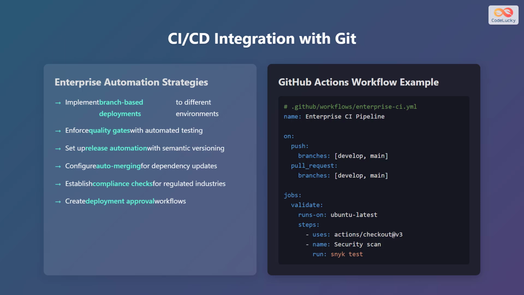A GitHub Actions workflow example such as .github/workflows/enterpriseci.yml can automate these processes. This file defines when the workflow runs, such as on push or pull request, and includes jobs like validating code and running security scans using snyk test.